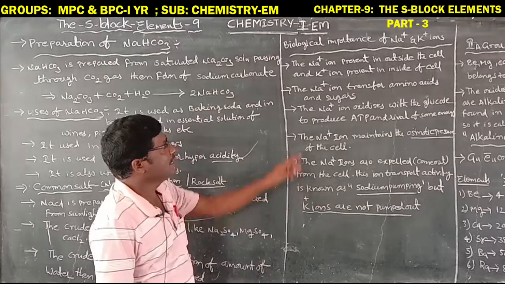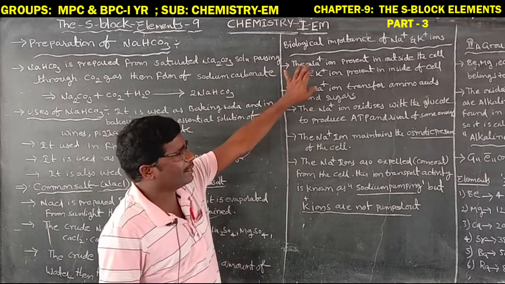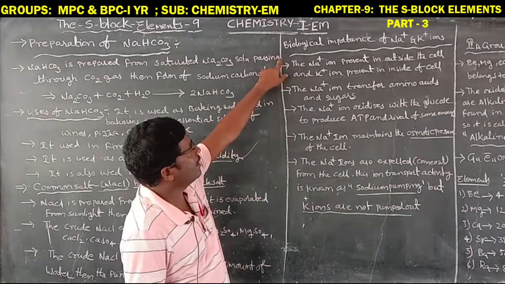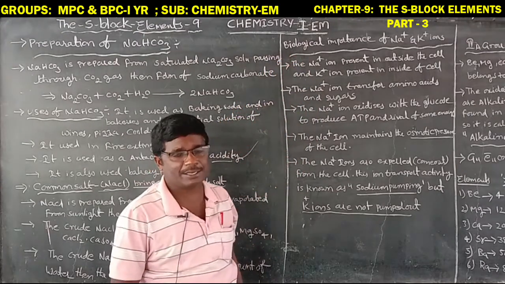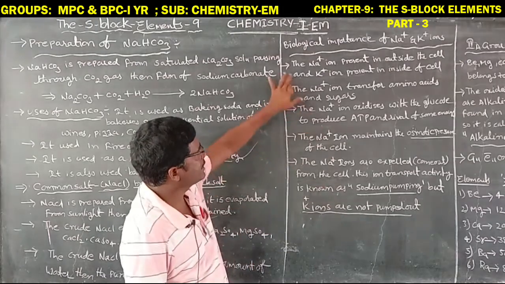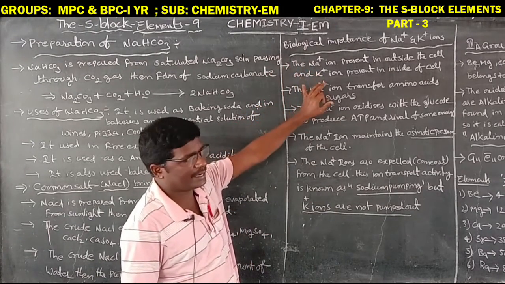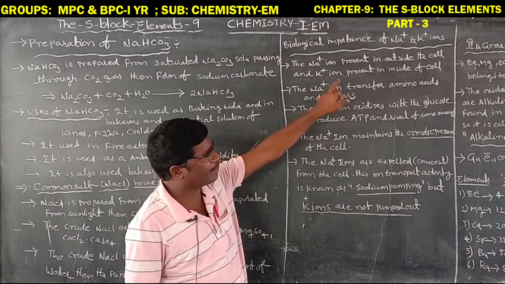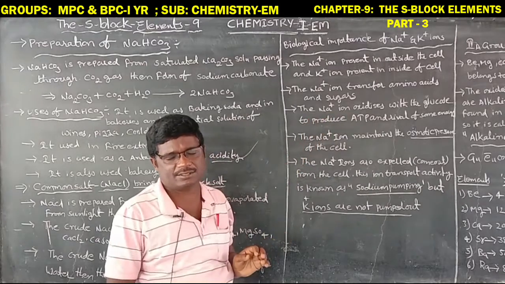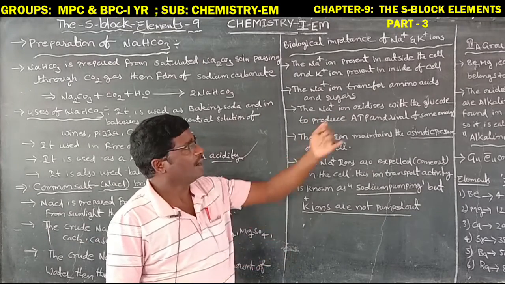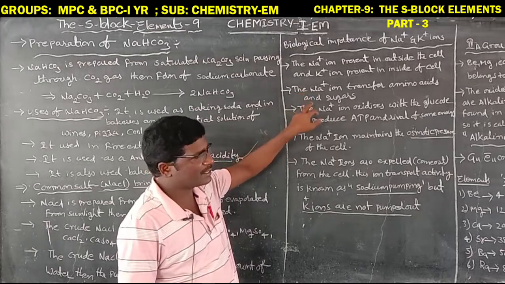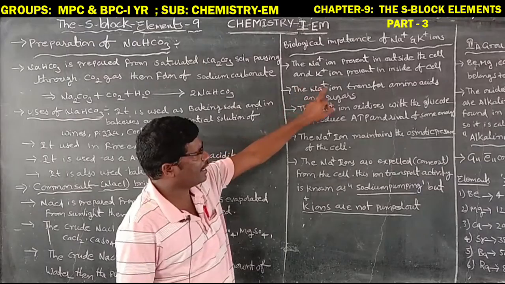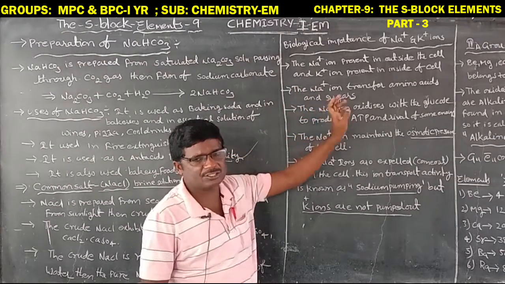Next, another one, biological importance of Na+ and K+ ions. It is a most important 2 marks question. What is the biological importance of Na+ and K+ ions? The Na+ ion is present outside of the cell and the K+ ion is present inside of the cell.